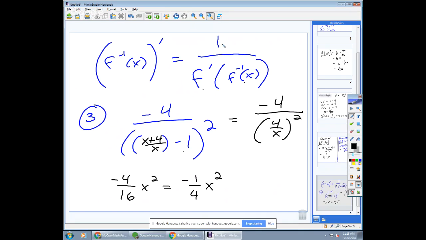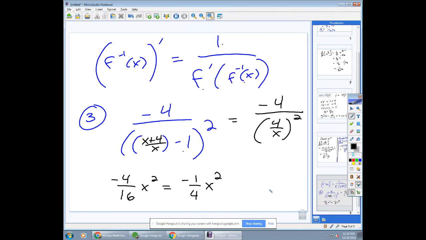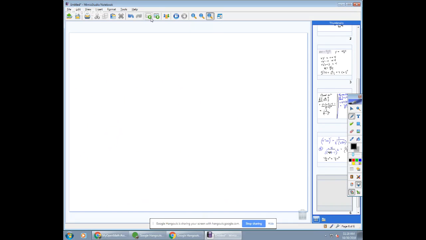So if we flip that over, what are we going to get? Oops, wrong button. I think we're going to get -4 over x squared. Is that right? Yeah. Flip. Step 4: -4 over x squared should be the last step there.